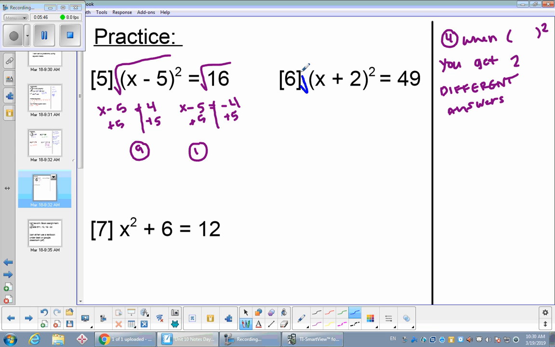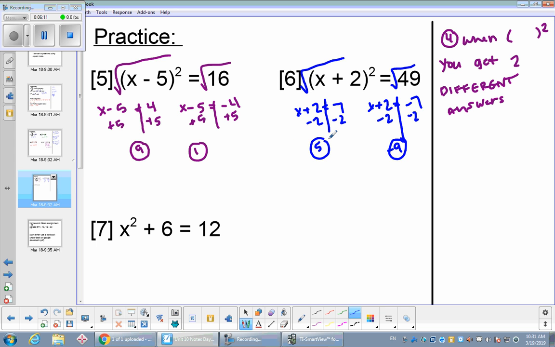I can't get to the 2, so I'm going to square root both sides. I'm going to write my equation out twice. x plus 2 could equal the square root of 49, which is positive 7 or negative 7. And then to get rid of that plus 2, I'm going to minus 2 on this one. So one answer is 5. I'm going to minus 2 on both sides of this one. One answer is also negative 9. So notice that's what I mean by 2 different answers. You have a 9 and a 1, or a 5 and a negative 9. They're not the same.